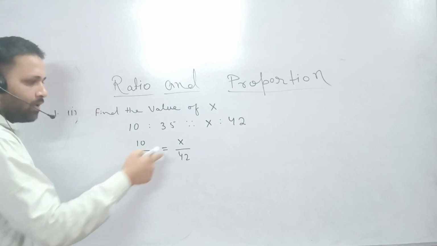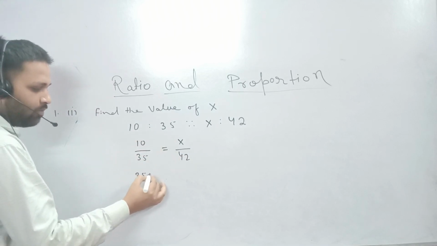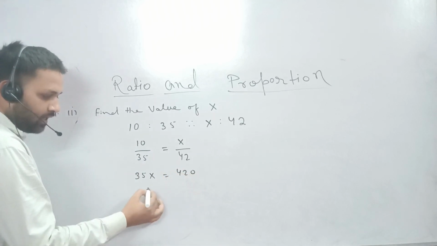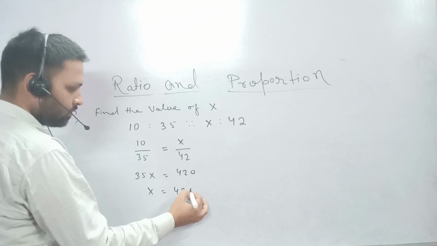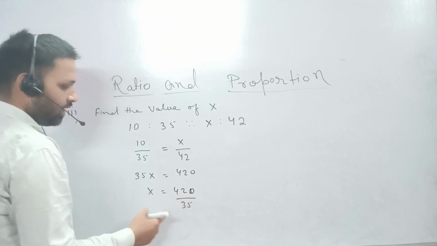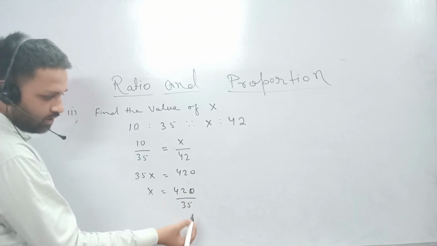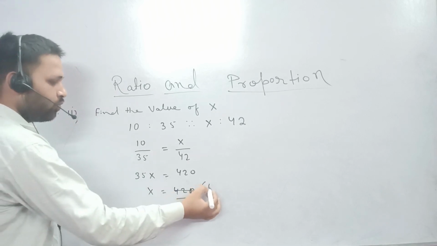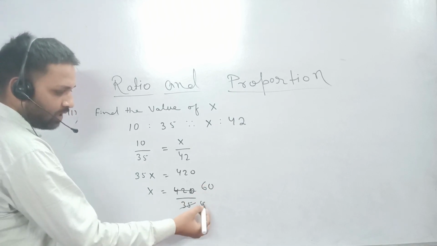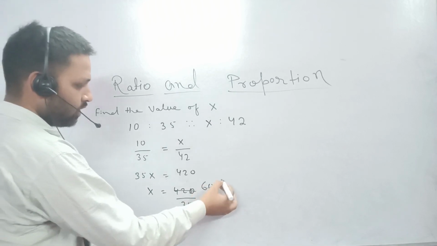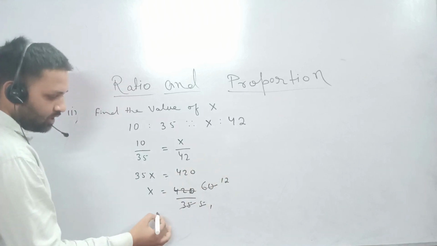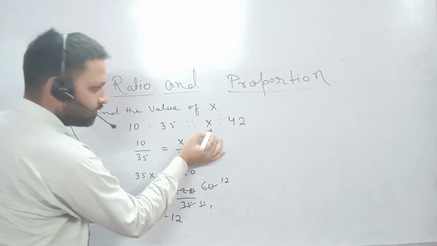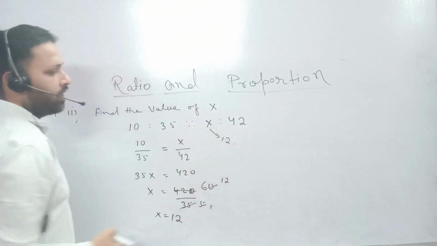Now you cross multiply: x into 35, that is 35x, is equal to 42 into 10, that is 420. Then x is equal to 420 by 35. Then you simplify. Here we can simplify by the table of 7: 7 5 is 35 and 7 6 is 42, and put 0. Again we can simplify by 5: 5 1 is 5, 5 2 is 10. That is, x is equal to 12. Here x is 12, the final answer.